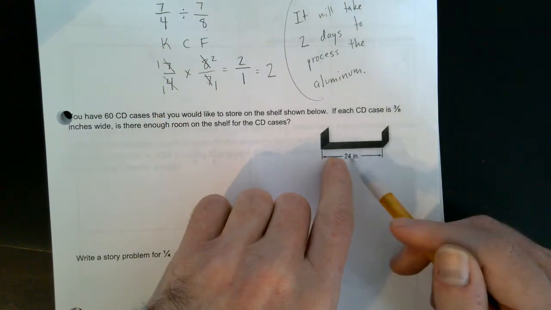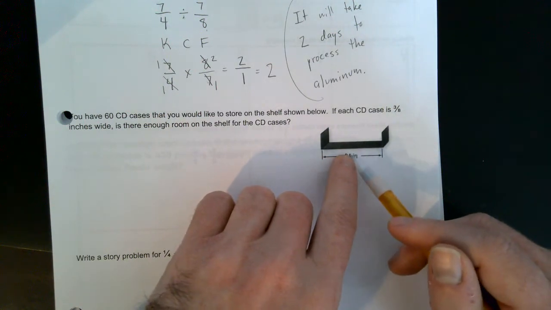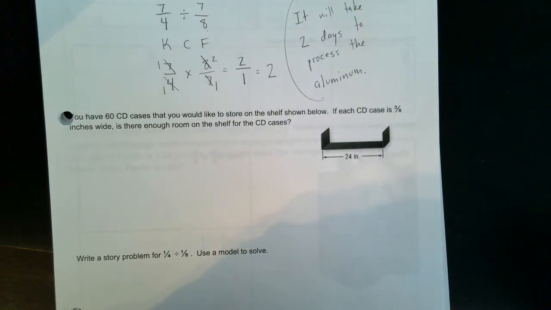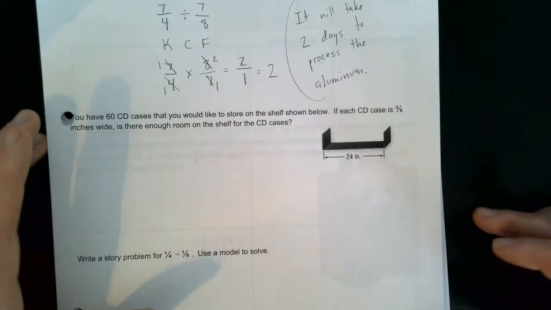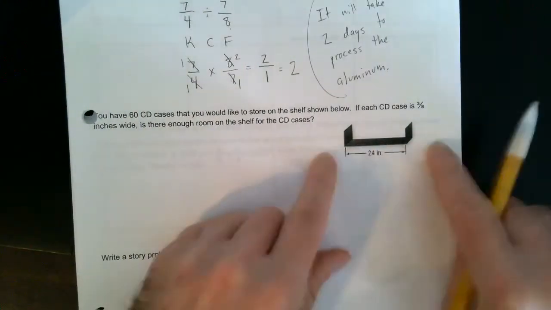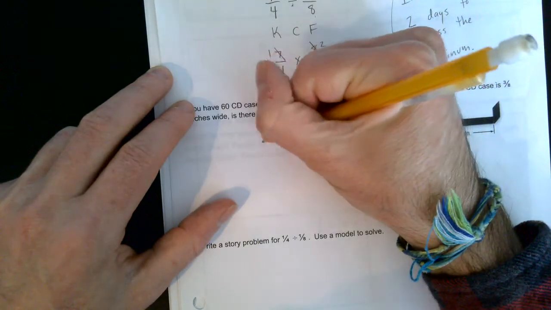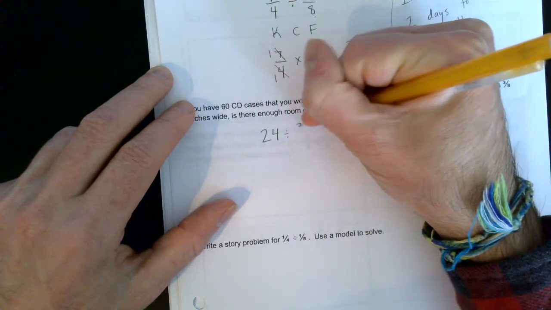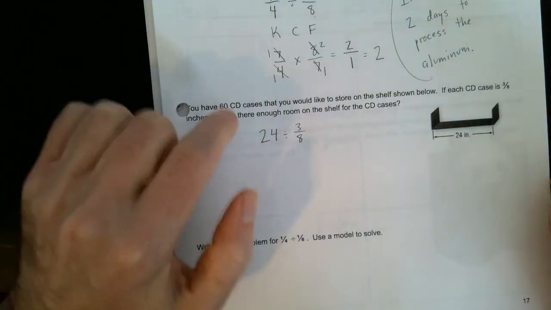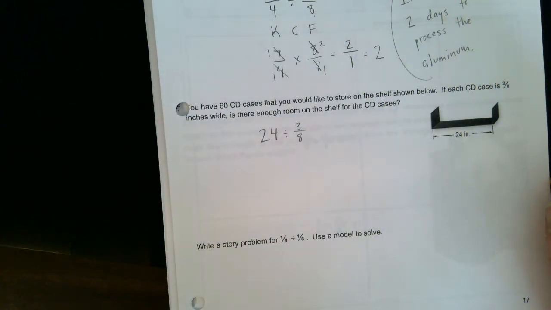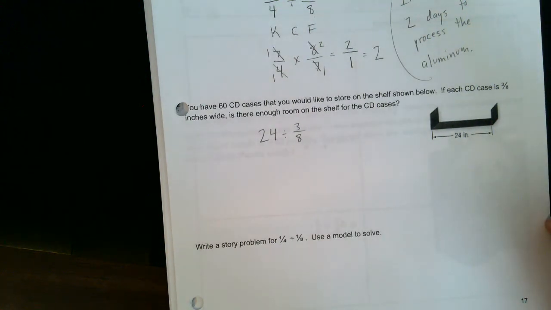If when we do 24 divided by 3/8, it's less than 60, that means we don't have enough room to put the CDs. So this is a yes or no question. Is there enough room? We have to figure it out by seeing how many CDs can fit in this 24-inch space. So we're going to divide up that space, and we're going to see how many groups of 3/8 will fit into 24. A lot of people will do 60 divided by 3/8. But 60 isn't really the space we're trying to divide up. It's the 24 inches. And that's what people get tripped on every time.